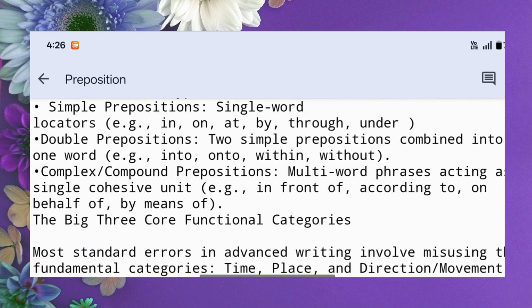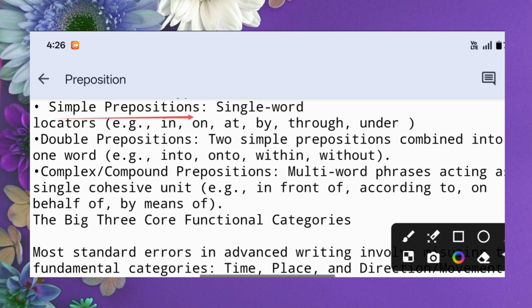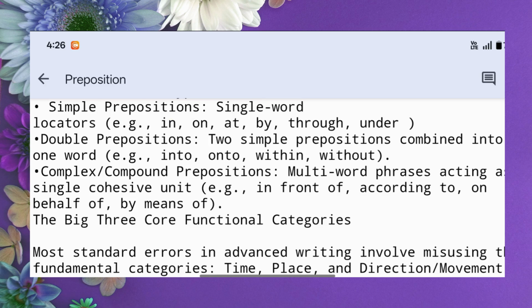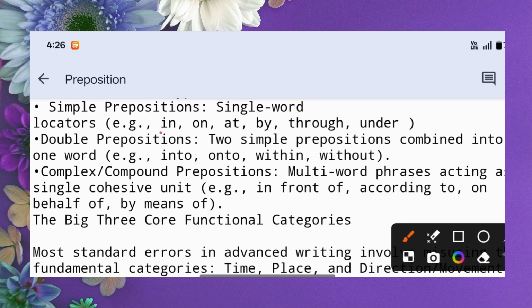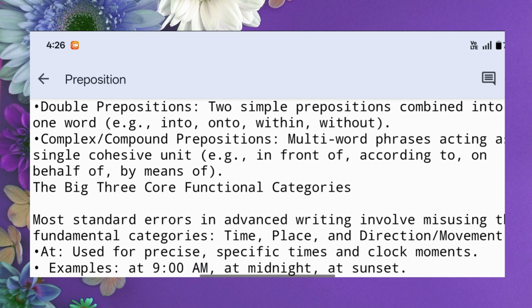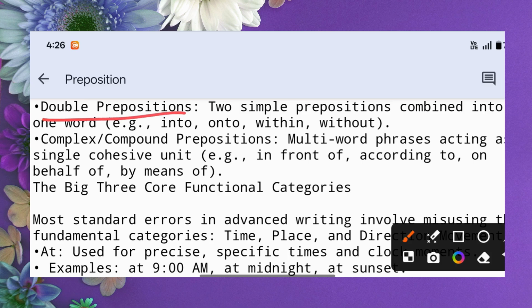First, simple prepositions. Single word locators. For example, in, on, at, by, through, and under. Next one is double prepositions: 2 simple prepositions combined into a word. Example: into, onto, within, without.